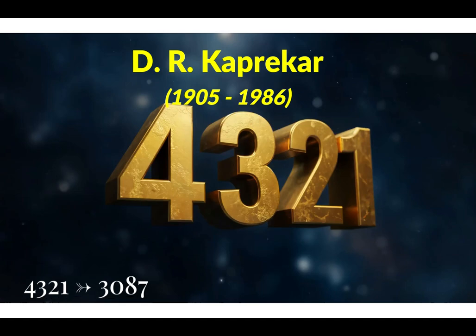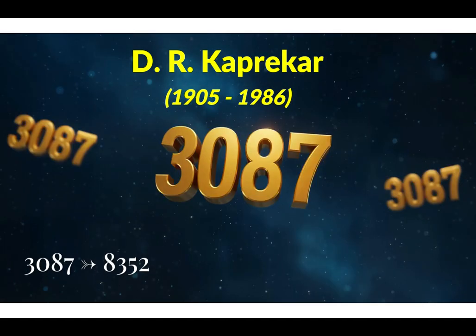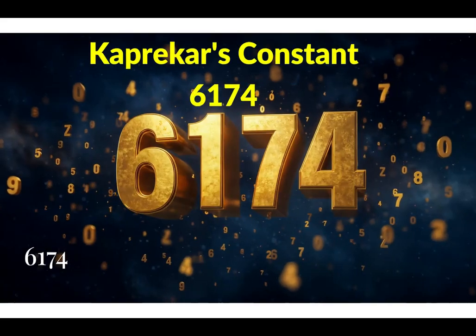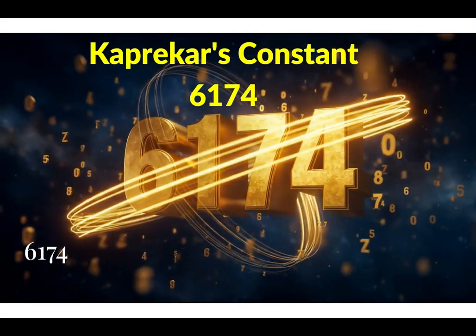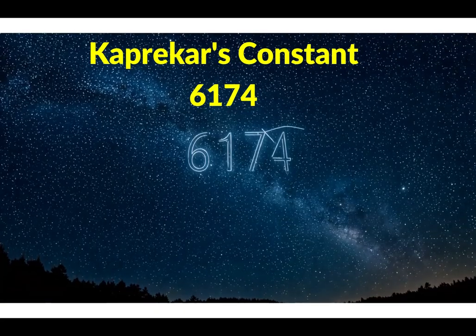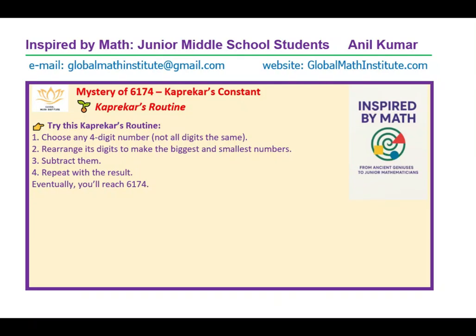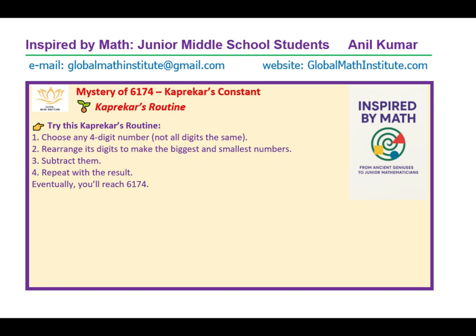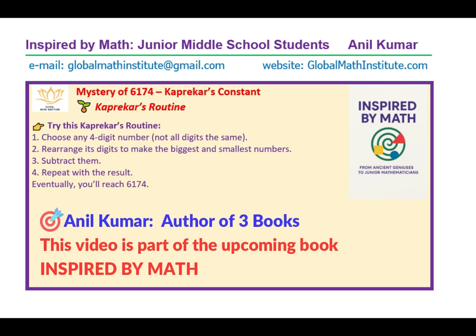In this video, we'll discuss the most famous number, which is Kaprekar's constant, 6174. It has revolutionized mathematics, and the routine which we are going to follow is known as Kaprekar's Routine. It is seen that all four-digit numbers are actually pulled towards 6174. Here is Kaprekar's routine, which we'll follow just now in this video for you to realize how that works.